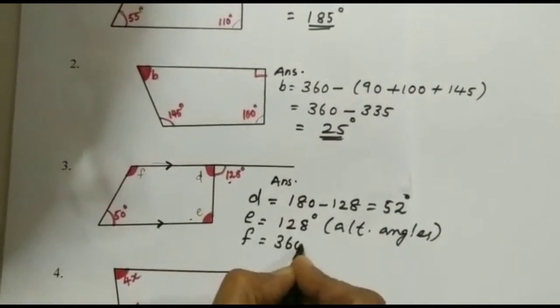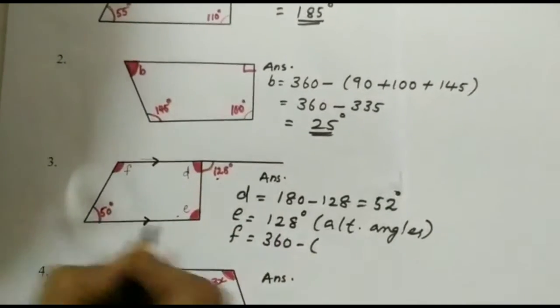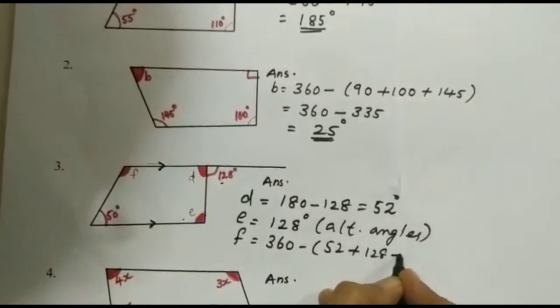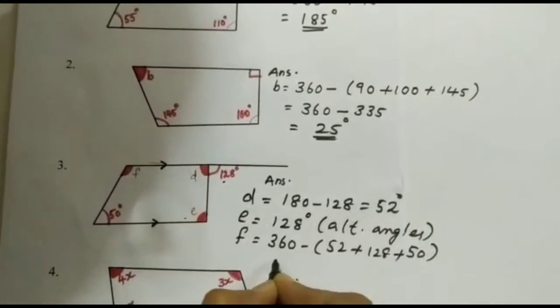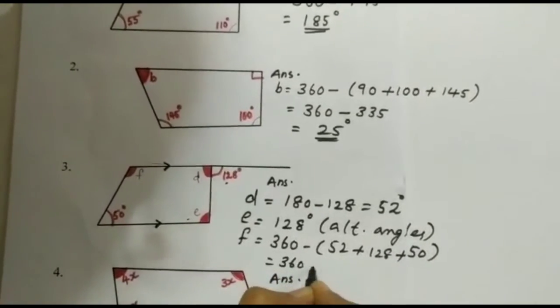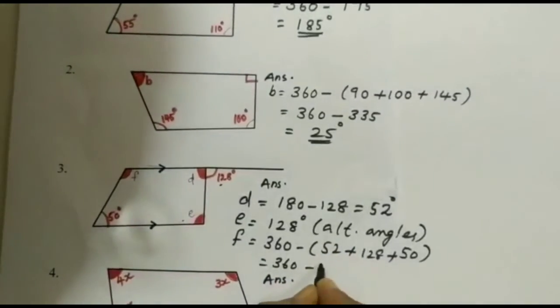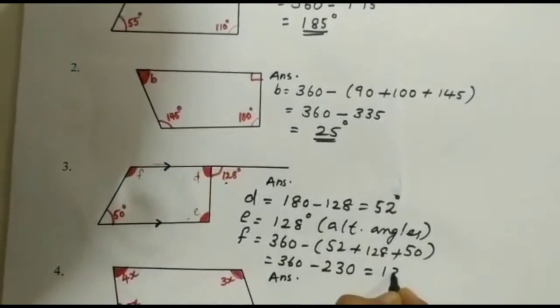Subtract from 360 the remaining angles D and E, and one angle is given. D is 52, E is 128, and another angle is given in the question, that is 50. So 360 minus 52 plus 128 plus 50, it becomes 230, while subtracting it becomes 130 degrees.